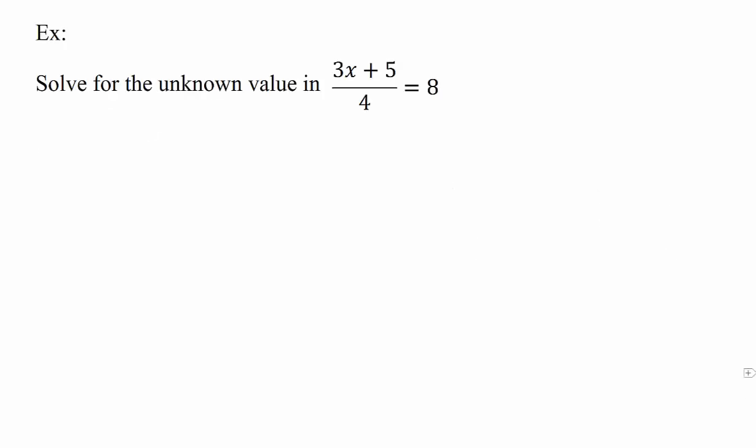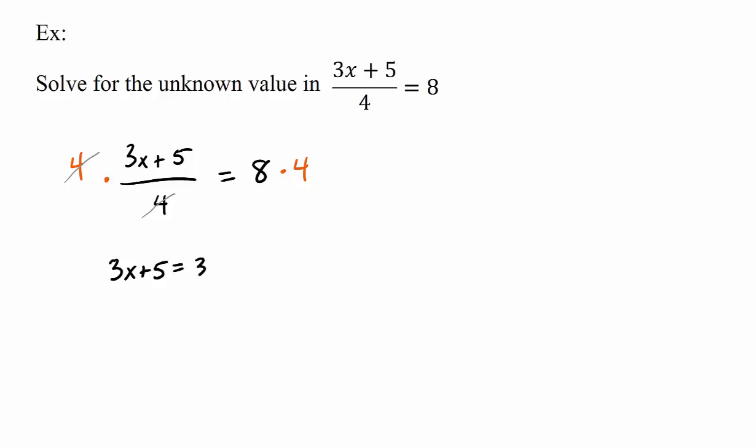One last example here. We've got 3x plus 5, all divided by 4 is equal to 8. So I'm just going to write this out. 3x plus 5, all divided by 4 is equal to 8. The first thing I'm going to do is get rid of this 4 in the denominator. If it's in the denominator of a fraction, that means that it's dividing. So I need to multiply each side by 4. Those 4s are going to divide to 1. And so on the left-hand side, I'm left with 3x plus 5 is equal to 32.